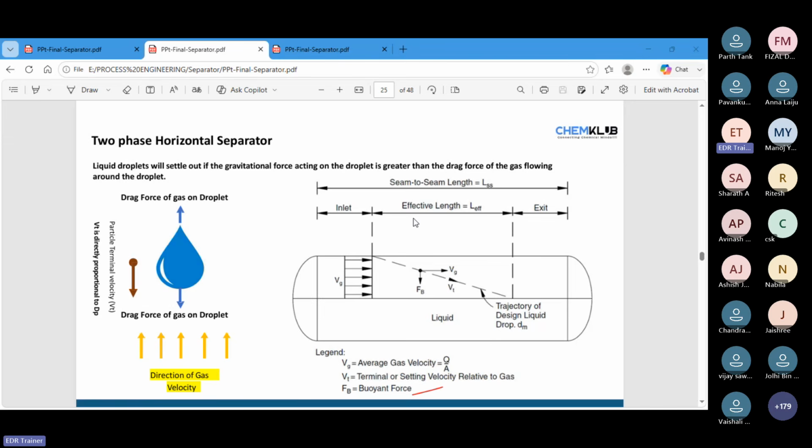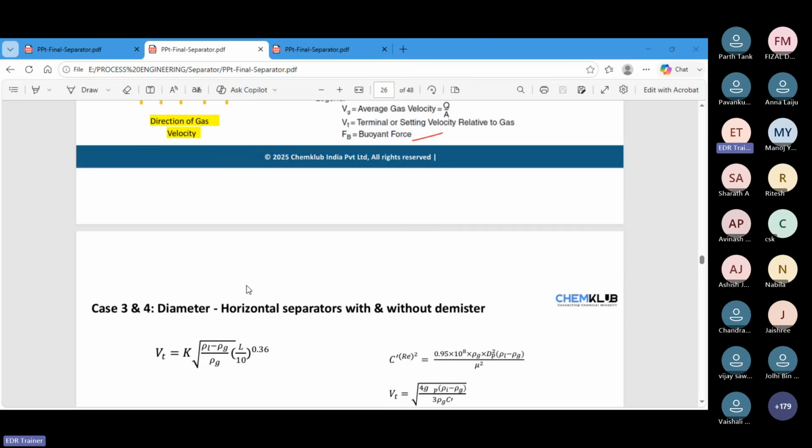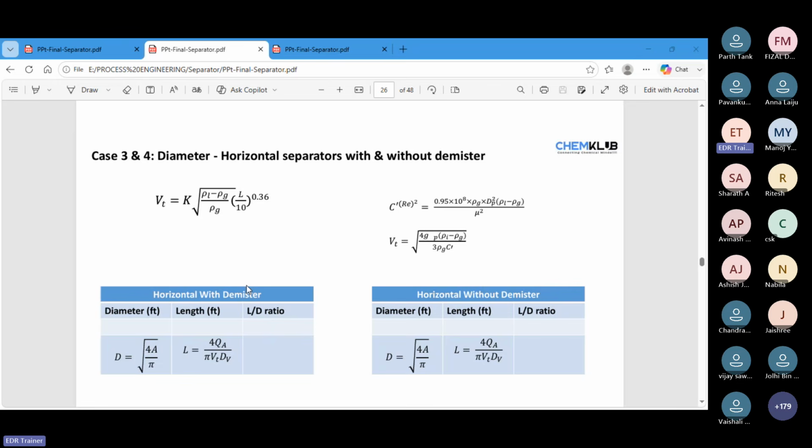So here is the effective length of your system, right? For the two-phase separator. So now we are going to calculate how it will be. Separations are important when we are calculating with or without a demister pad. First, the horizontal separator with or without demister.